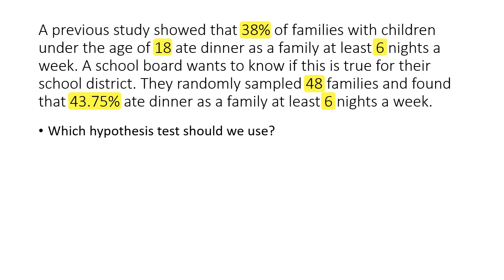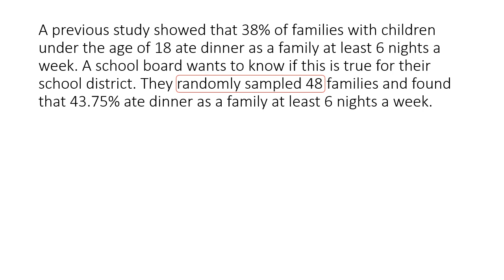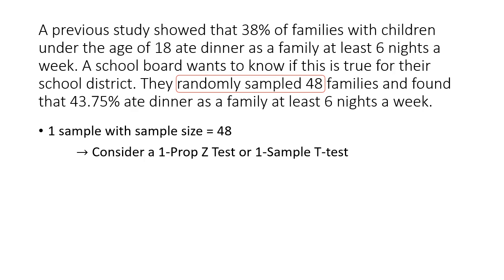There are a lot of numbers in this problem. To figure out what type of test we should use, we need to look more closely at what role each of these numbers is playing. The words, "they randomly sampled 48 families," is telling us that we have one sample with a sample size of 48. No other words in this problem are telling us that there's any other sample. So we should consider using a one proportion z-test or a one sample t-test.